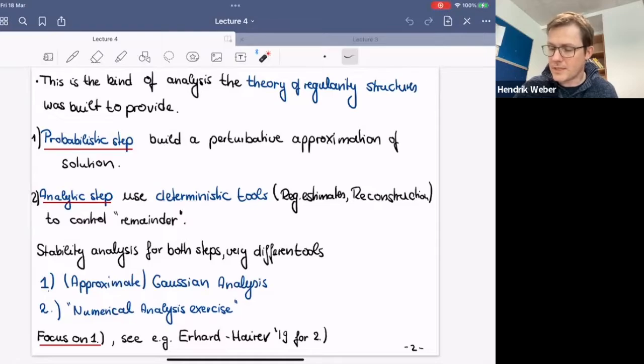And the proof of these things typically consists, as I said yesterday, of this probabilistic step, where you do a perturbative approximation of the solution, and the analytic step, where you use deterministic tools to bound some remainder. These are, like, Schauder theory and the reconstruction map. And similar for the stability analysis that we now have to do on the particle level. So in the first step, we need to do an approximate Gaussian analysis, as we just said. And the second part is what I call the numerical analysis exercise. I'm going to focus, as I did yesterday and want to do today again, on the first part. For the second part, you can, for example, see this very nice paper by Dirk Erhard and Martin Hairer from a few years ago. They developed this very systematically, and we've actually used their analysis for our second part also.